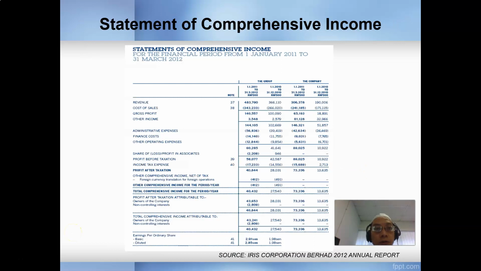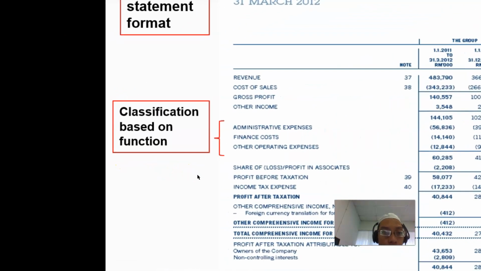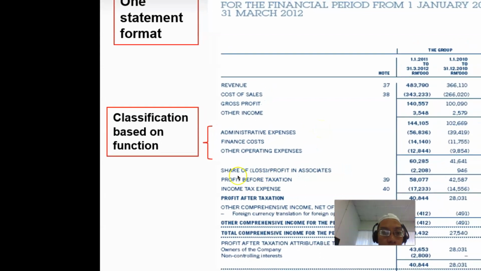This is an example of a statement of comprehensive income by the same company we've seen before, which is Iris Corporation Berhad. This is the one statement format where the company produces a statement of comprehensive income that has all the items within the income statement. Here the expenses are classified based on function. For example, administrative expense, finance cost, and operating expense. So these expenses are classified according to the function or to the department of the organization.